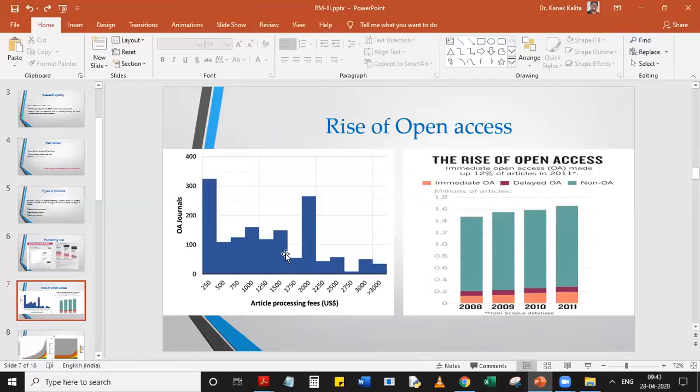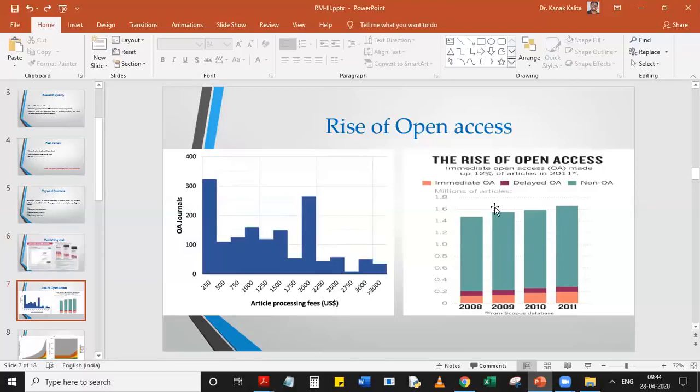And this was again a separate study that was done to see the cost of open access. In this, you can see that the cost of open access for the authors generally ranges from 250 US dollars to, say, as high as 3,000 US dollars. And on this side, he has shown the number of journals available in this price range. So there are around 300 journals. Again, this data is from 2014, so this value has now significantly gone up.